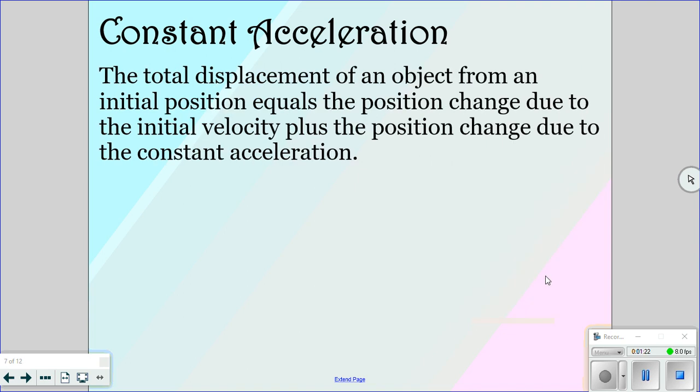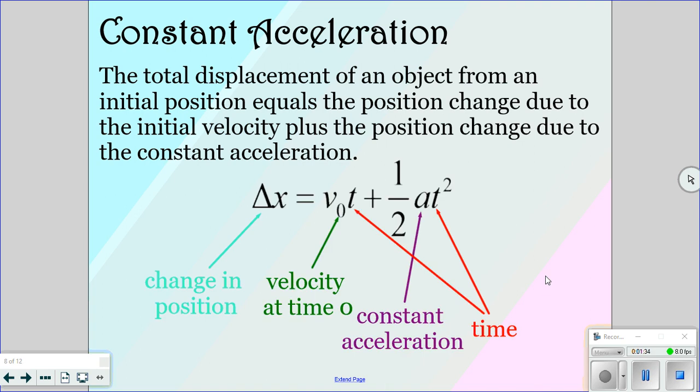Your total displacement of your object from your initial point just equals the change in position due to your initial velocity plus the position change due to the constant acceleration. And that's given by this formula, so you may want to write it down. So the change in x means the change in your position. V sub o is velocity at time 0, t is time, and then 1/2 a is acceleration, and t again is time. So that's your displacement equation that you probably want to add to your formula sheet.